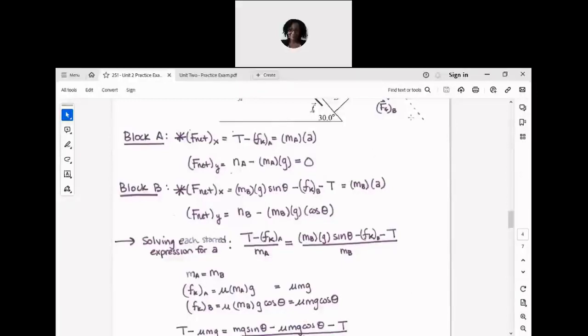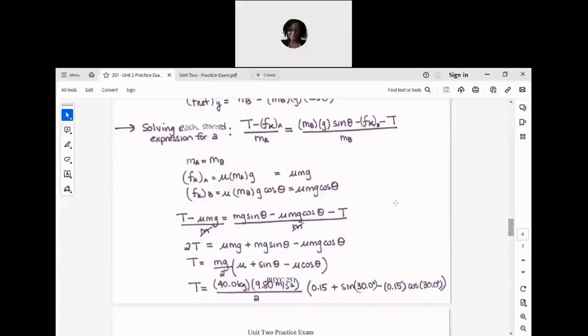So I've decided that down the slope is going to be the positive acceleration direction, or the positive x-axis. I have two starred equations, F net x for block A and then F net x for block B. I can solve each one of those so that I can eliminate the acceleration. That would get me to the tension first. And at this point, I don't need to distinguish between the two masses because they are equal in this case.